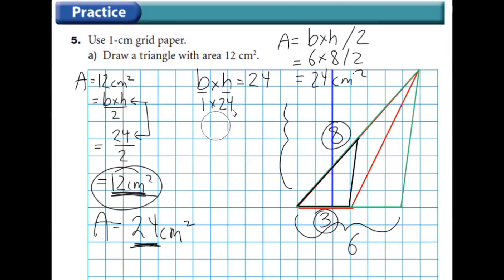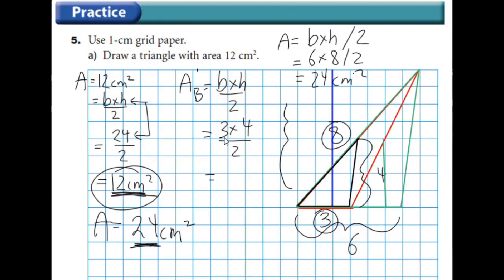So let's try this out. I'm going to clear some space over here, and we will try this out. So the area of our black triangle is going to be base times height divided by 2. Notice I'm writing it a little differently. That's okay. Our base is 3. Our height in this case is 4. I'm going to identify that here. That's our height 4, because if we draw a line from here to here, the green line, that's 4. So 4 is our height. Divide that by 2, and 3 times 4 is 12. Divided by 2, that's going to give us 6 centimeters squared.